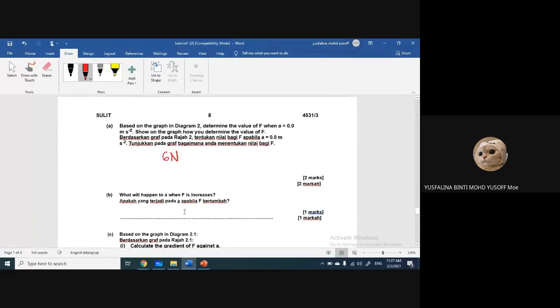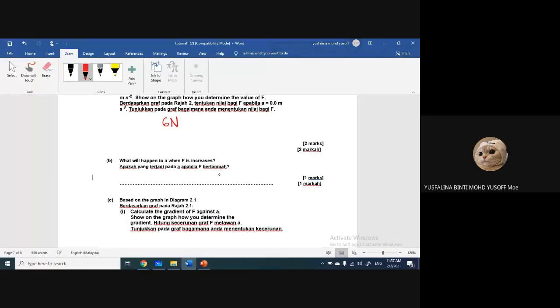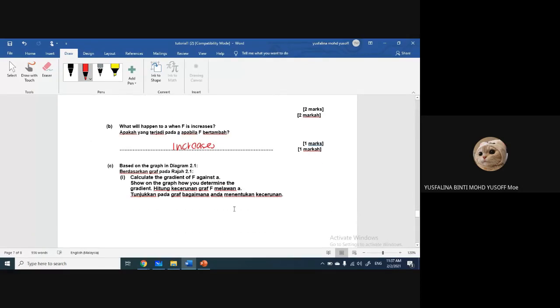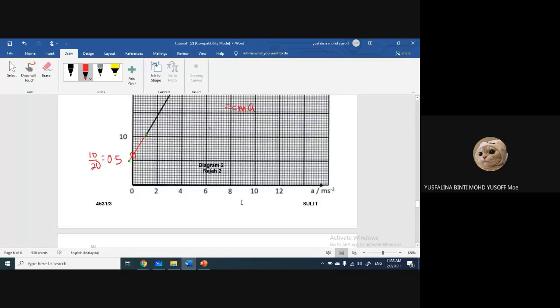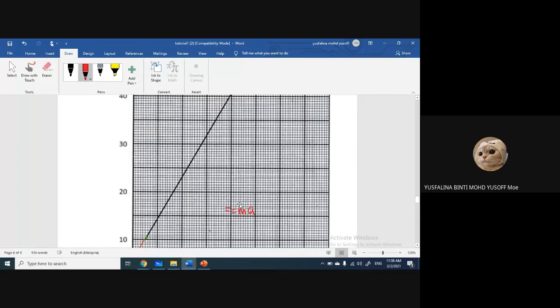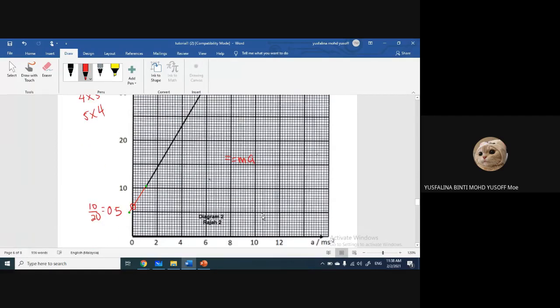Okay, increase. Next question, based on the graph in diagram 2.1, calculate the gradient of F against A. If you want to calculate a gradient, I already told you, you must have a triangle. The size of the triangle must be 4 times 5 or 5 times 4. So this is equal to 1.